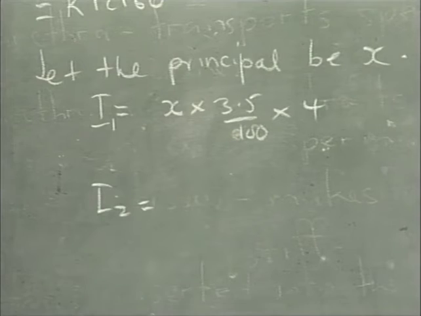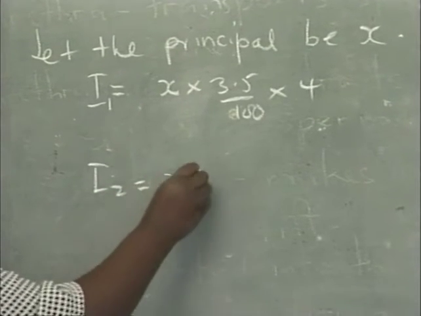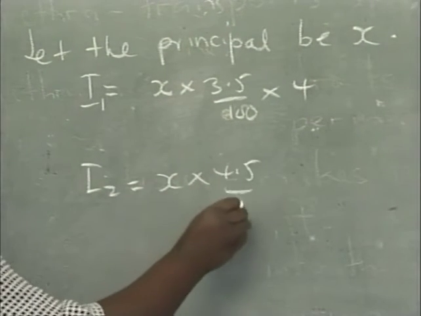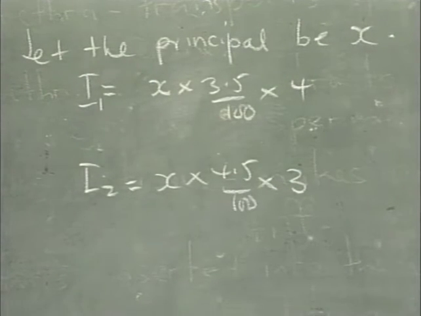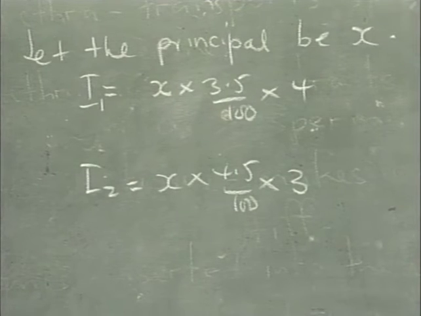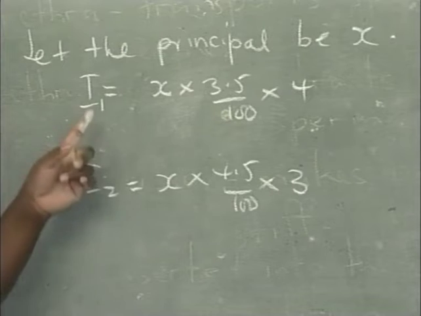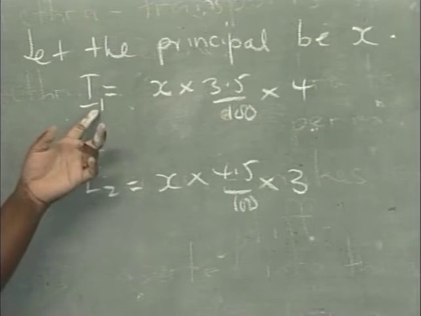Interest 2 is the same amount of money, but at 4.5%. And for how many years? 3 years. Okay, this is the other interest. One of them is more than the other by 1 kina 34 toya. Which one is more, I1 or I2? You all agree it's I1? Yes. Okay, so subtract I2 from I1 and I will get 1 kina 34 toya.